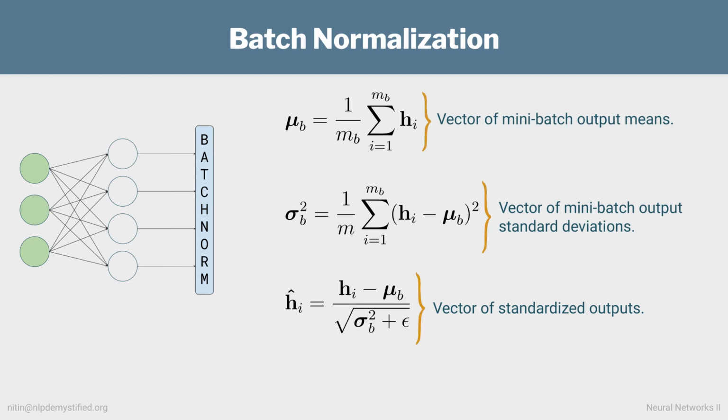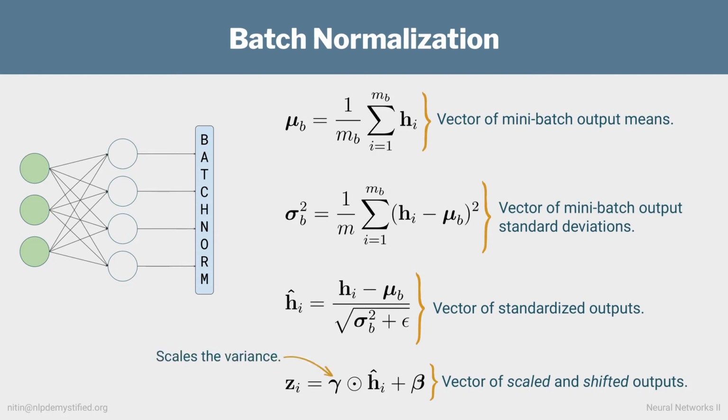Okay, so far this is hopefully straightforward. We're doing the same thing here as we did in feature scaling, except with a batch of data. But to create the layer's final output, there's an additional scaling and shifting step. The standardized outputs are element-wise multiplied by another vector, gamma, that scales the variance, and another vector, beta, is then added to the result to shift the mean. Gamma and beta are learnable parameters trained during backpropagation to minimize the loss.